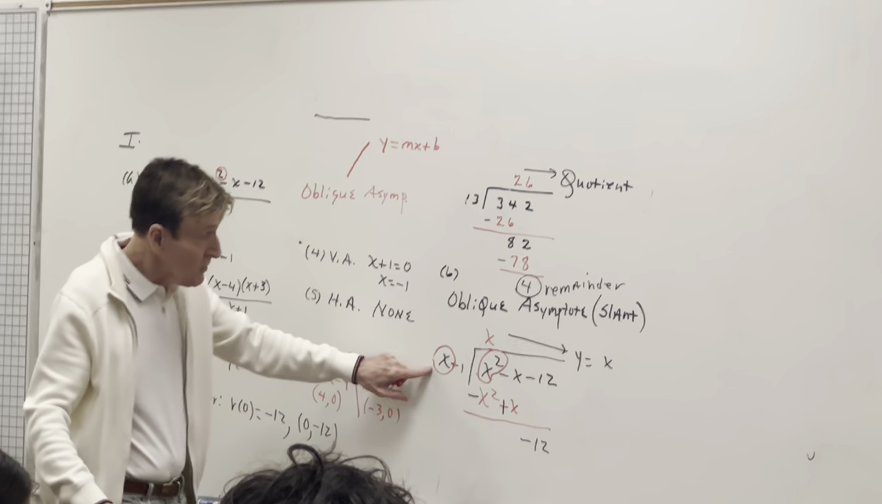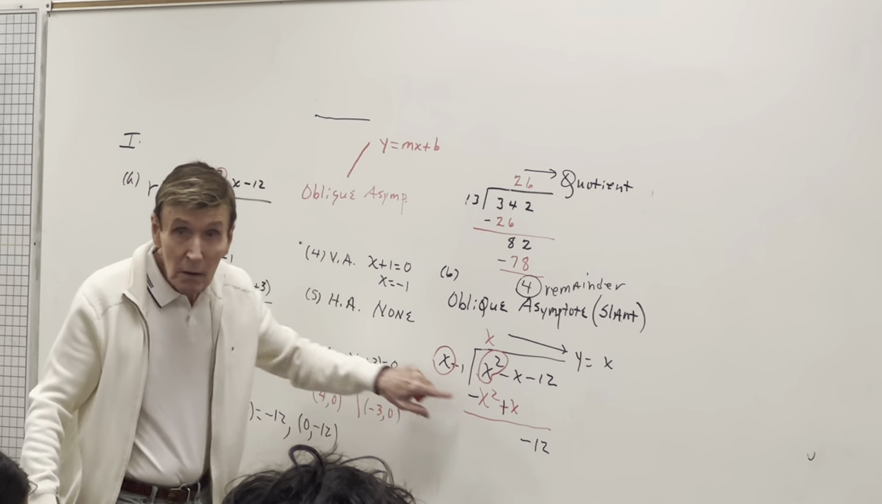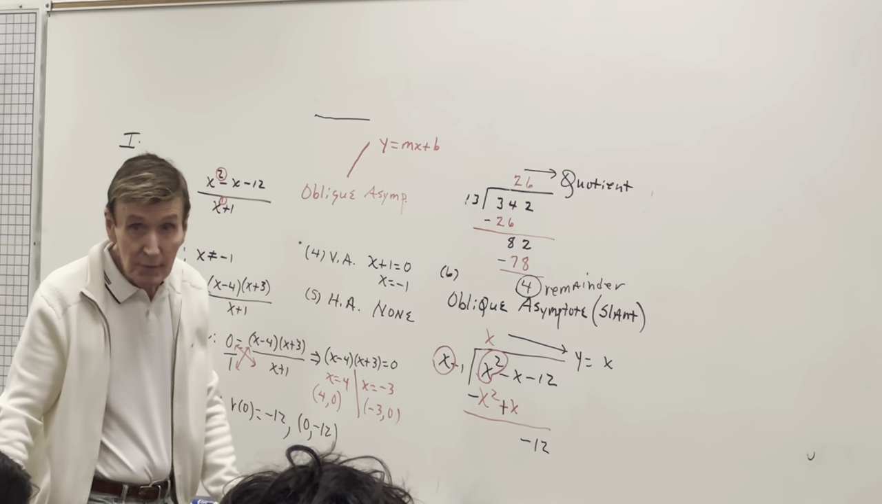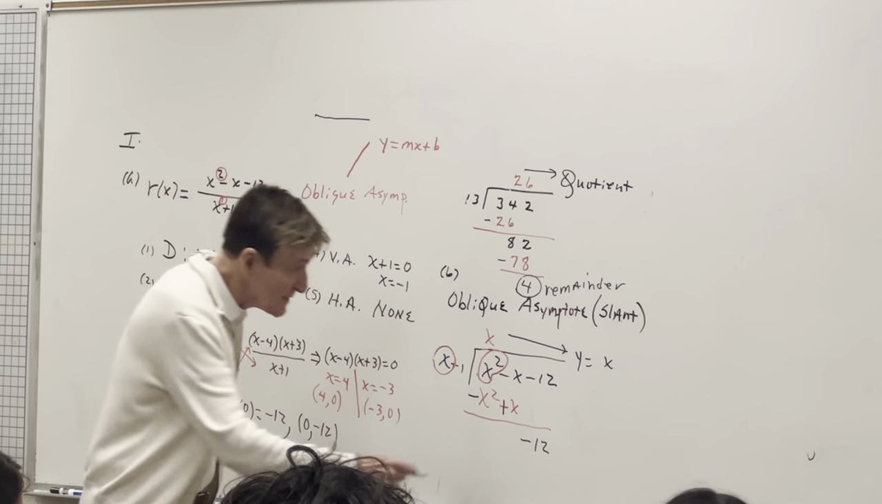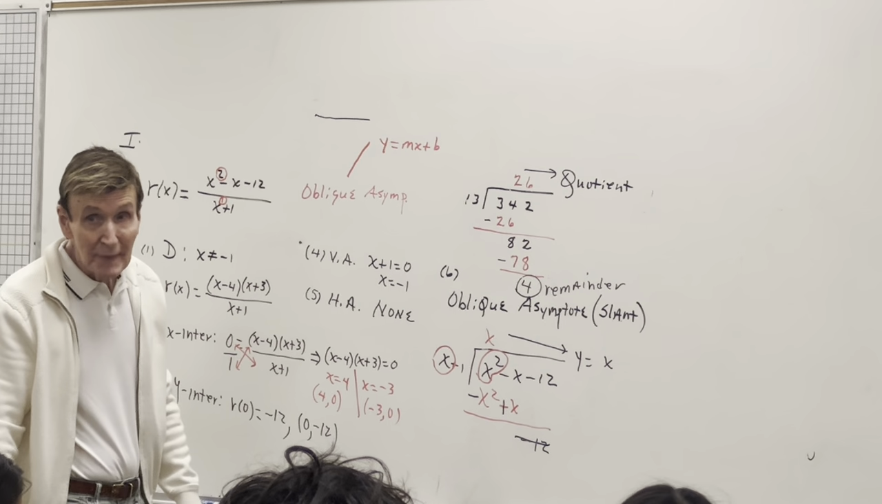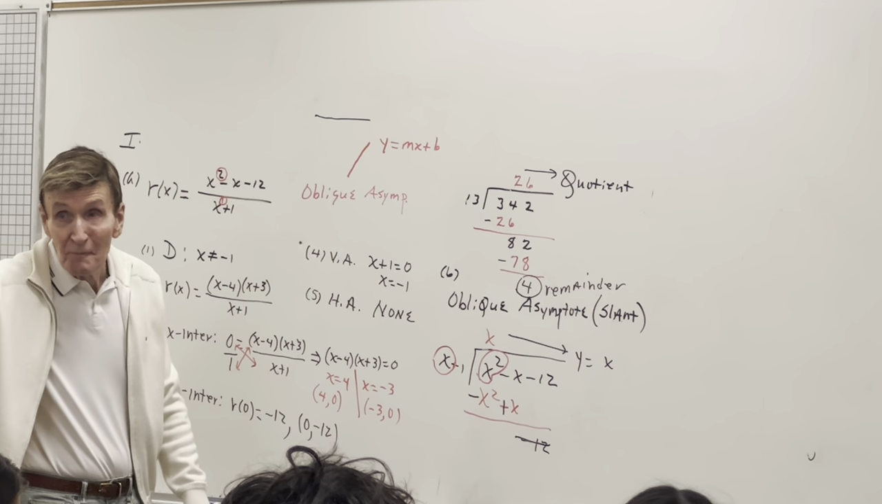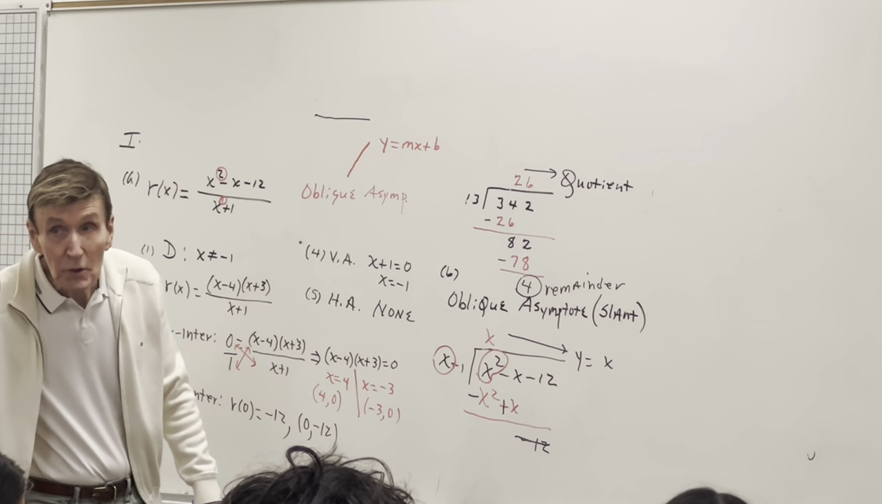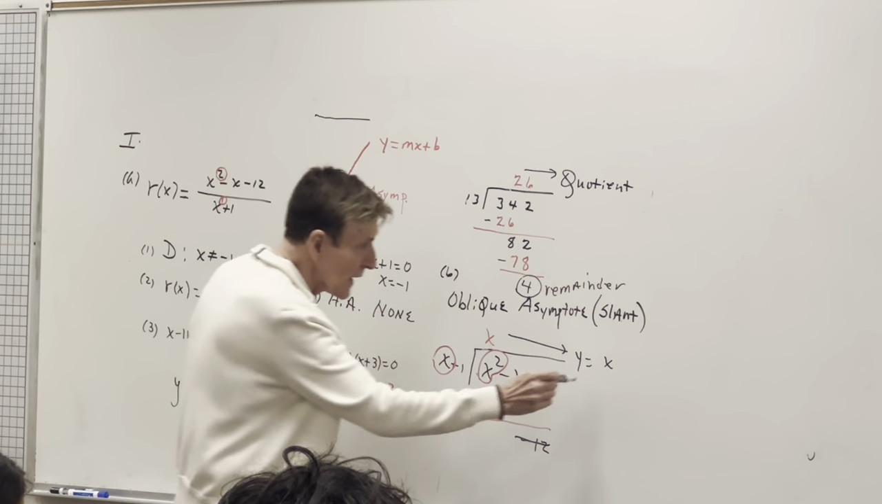Because I'm finished. I can't do long division anymore. x plus 1. I can't take x into a negative 12. That's my remainder, so this is going to stop. I don't need this. I just need that top part. Then how would you name it? Yes? y is equal to x. Or x plus 0.